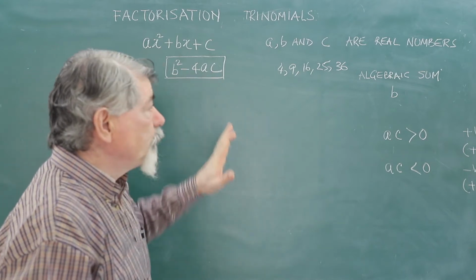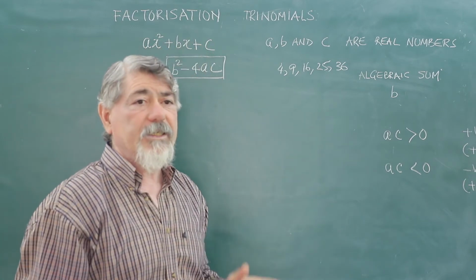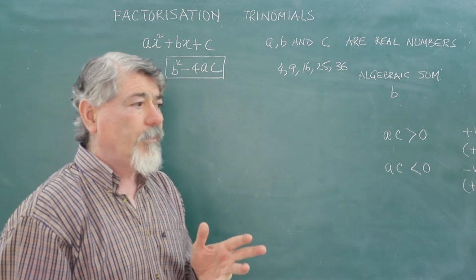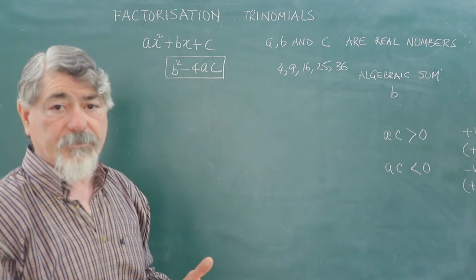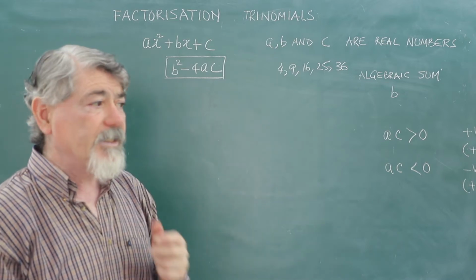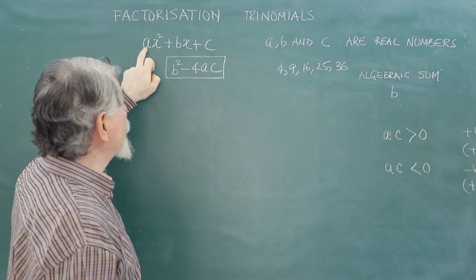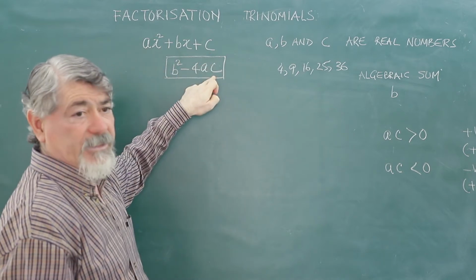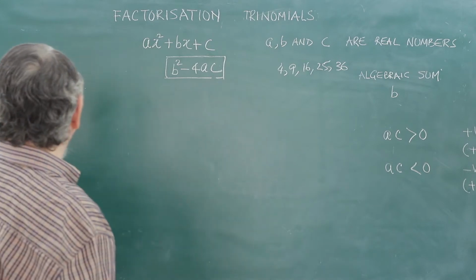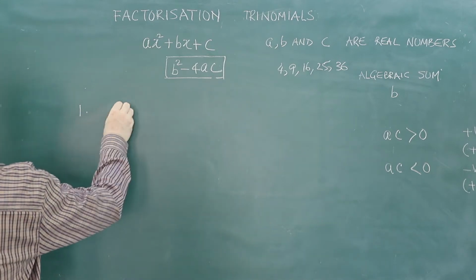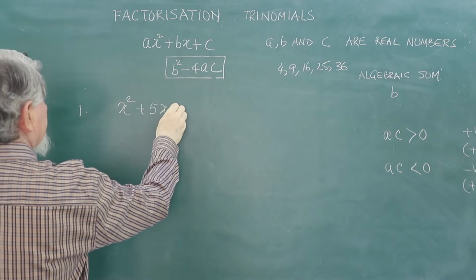But for your simplicity, you must understand that b square minus 4ac, if it comes out to be a perfect square, then factorization is possible. And when I'm saying b square minus 4ac, b is the coefficient of x, a is the coefficient of x square, and c is the constant term. Now let us take question number 1, which is x square plus 5x plus 6.